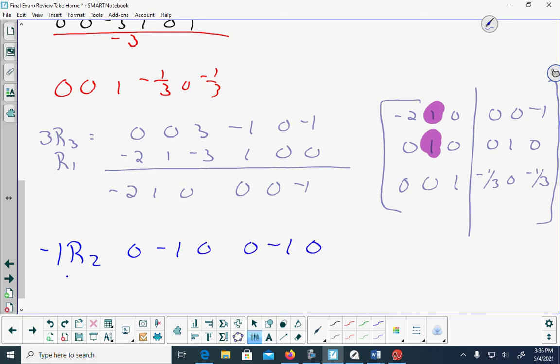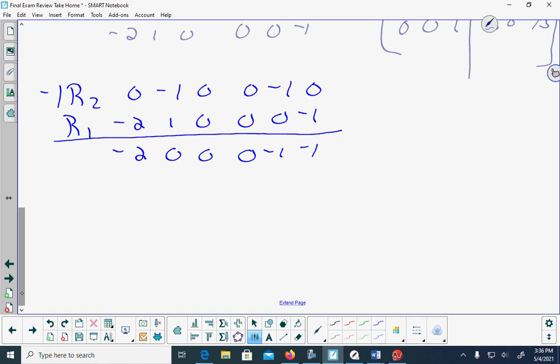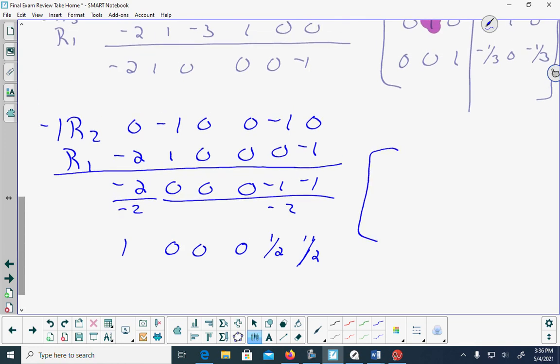And then I'm going to leave row 1 alone. So when I do this, I get negative 2, 0, 0, 0, negative 1, negative 1. But I want this to be a positive 1, so I'm going to divide by negative 2. So when I do that, I'm going to get 1, 0, 0, 0, positive 1/2, positive 1/2. So I'm going to write that.